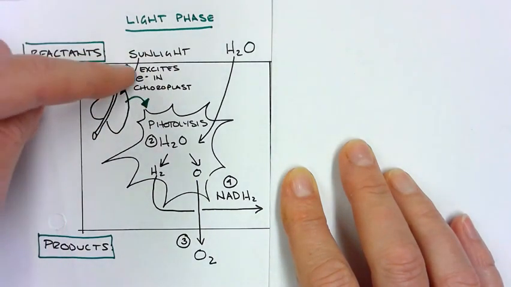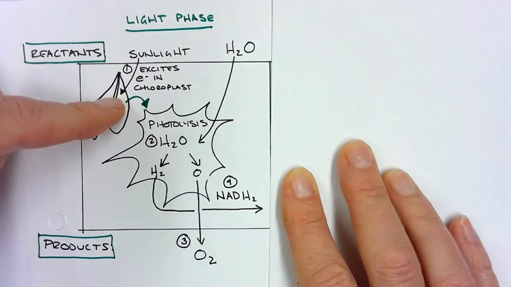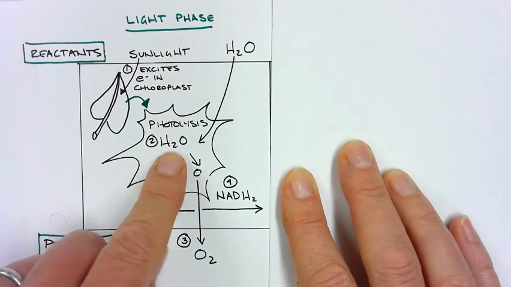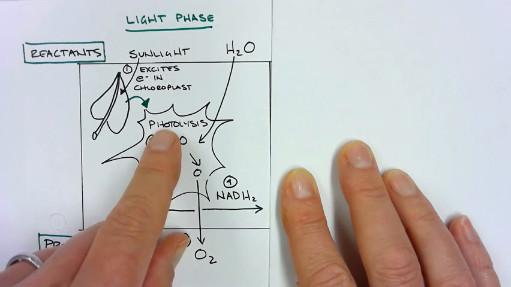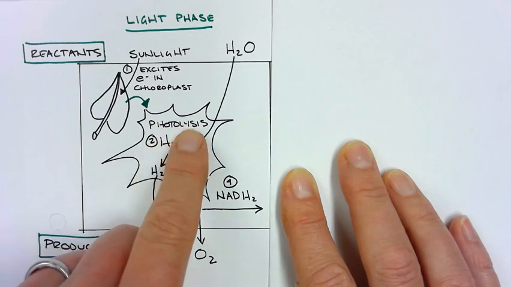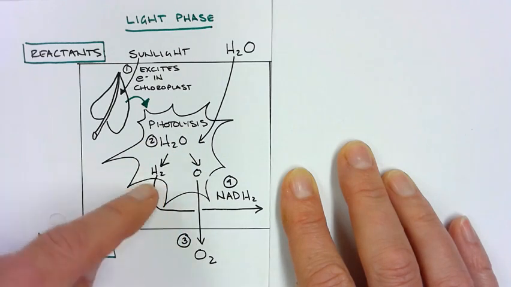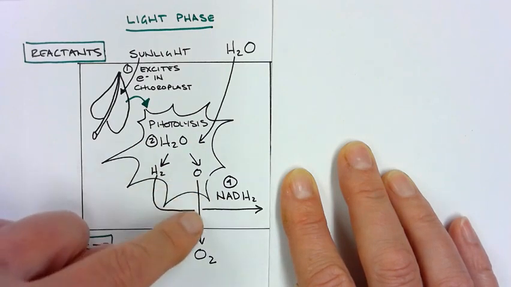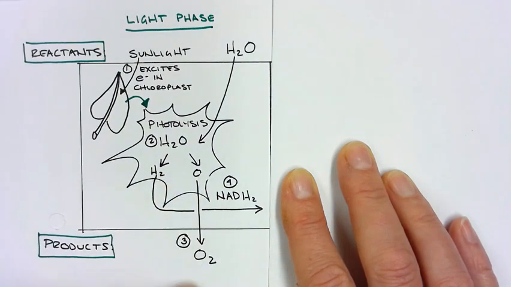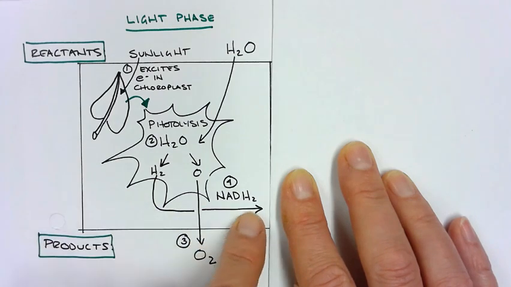First, sunlight hits that leaf and excites the electron in that chloroplast. That electron then splits this molecule of water. That splitting of water is called photolysis. Photo means light, lysis means to split or break. That water is broken down into hydrogen and into oxygen gas. At this point, oxygen comes out of the reaction, and this hydrogen is then carried over to the second phase.